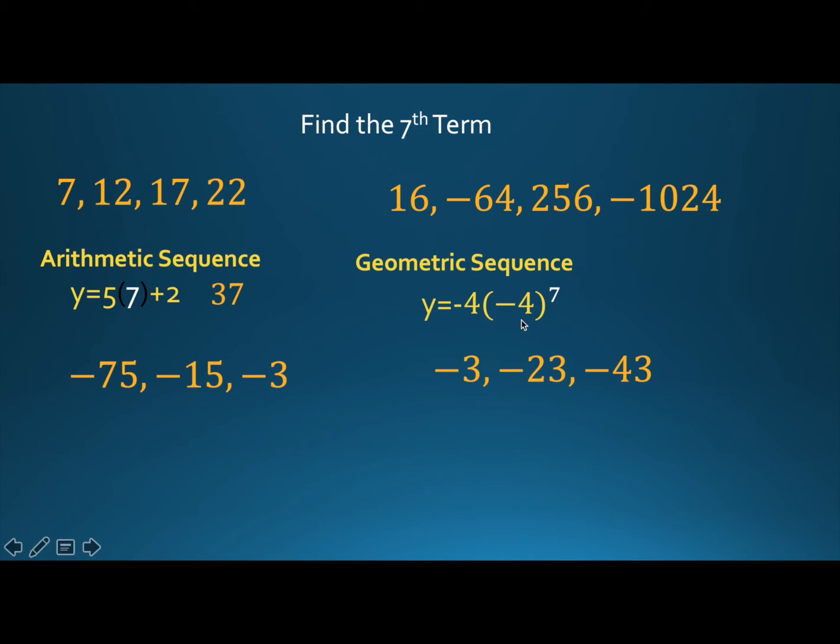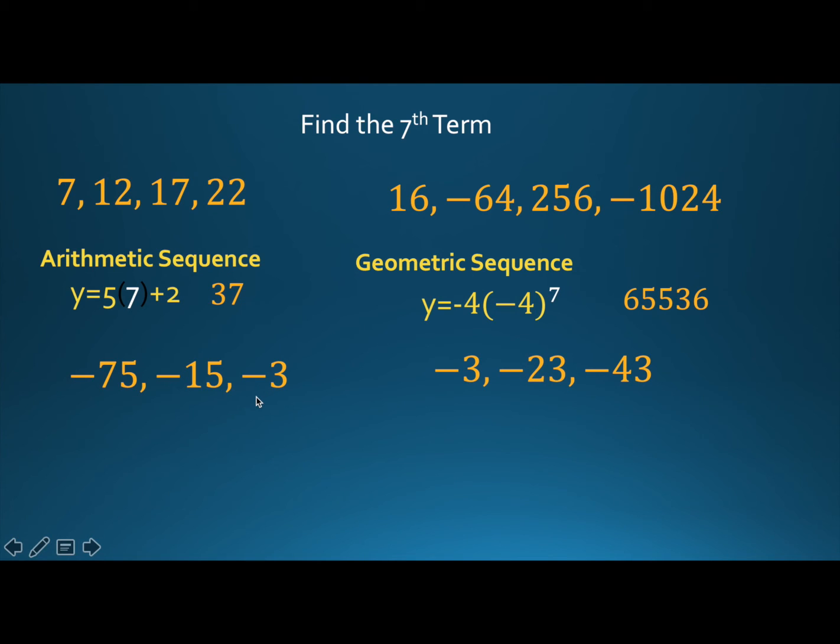Our multiplier is -4, each time we're multiplying by -4. Our 0 term is also -4. And it's okay to use a calculator on this. You should get 65,536.